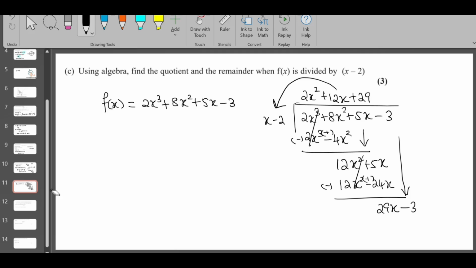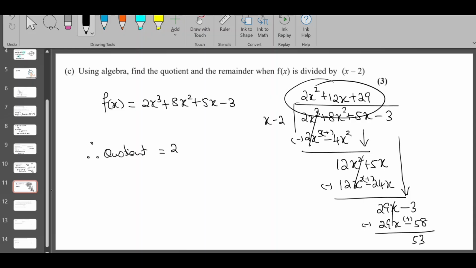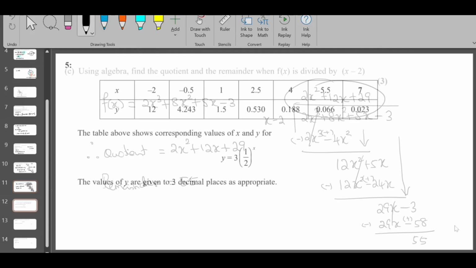So multiply by 29, take 29 and multiply this, you'll get 29x minus 58. Change the sign, you'll get 55. Therefore, quotient is 2x square plus 12x plus 29. Remainder is 55. 58 minus 3 is 55. That's all.